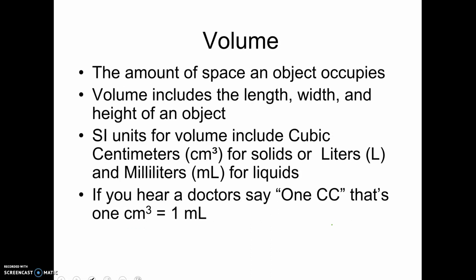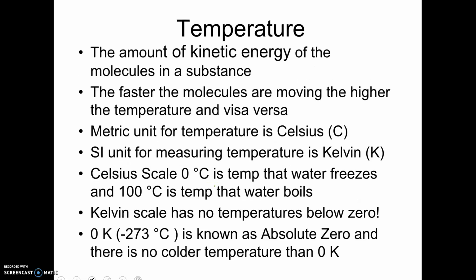Volume is the amount of space an object actually takes up or occupies. It's length times width times height to give you volume. The SI unit is called a cubic centimeter because it's centimeters times centimeters times centimeters. But for liquids, we often use milliliters. And 1 cubic centimeter is 1 milliliter. And lastly, temperature. It's the measure of energy. And you're familiar with Celsius, but the SI unit is actually Kelvin, which has no negative numbers.